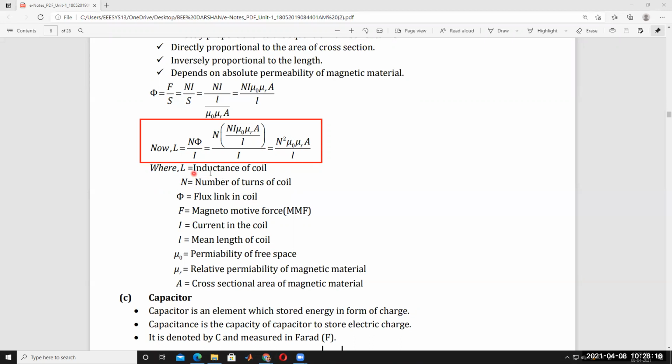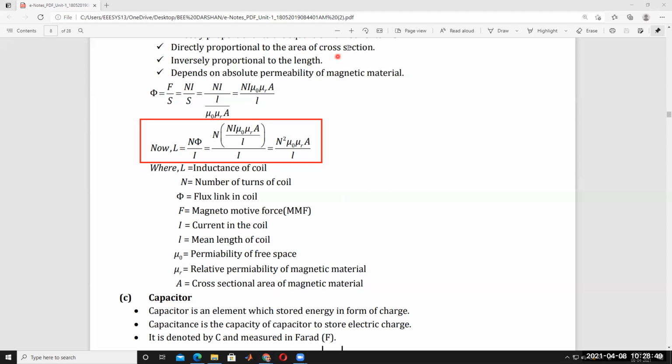Here L is the inductance of the coil, N is the number of turns of the coil, and phi is the flux linked in the coil. F is the magnetomotive force, MMF, which is nothing but N into I, the number of turns times current. I is the current in the coil, and L is the mean length of the coil. Mu naught is the permeability of free space, mu r is the relative permeability of the magnetic material, and A is the cross-sectional area of the magnetic material.